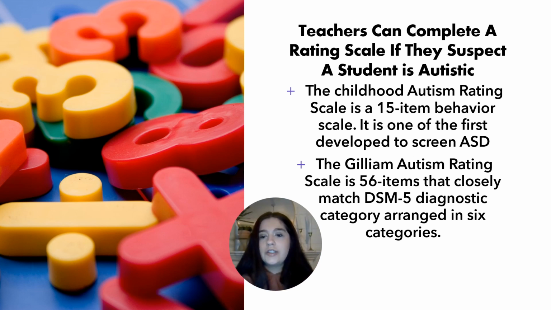The Gilliam Autism Rating Scale is 56 items that closely match the DSM-5 for the diagnostic category, arranged in 6 categories. These 6 categories are restrictive, repetitive behaviors, social interaction, social communication, emotional responses, cognitive style, and the inability to adjust speech to the environment or the situation.